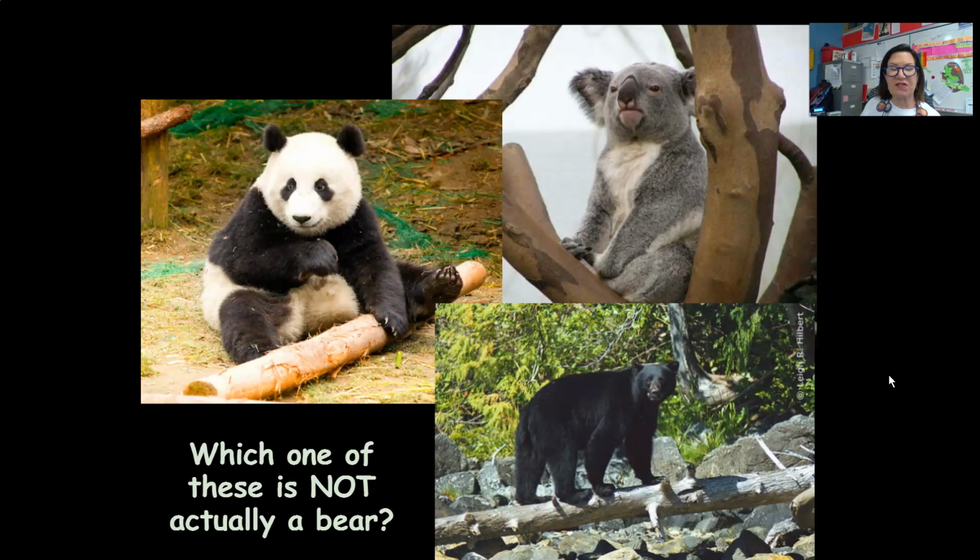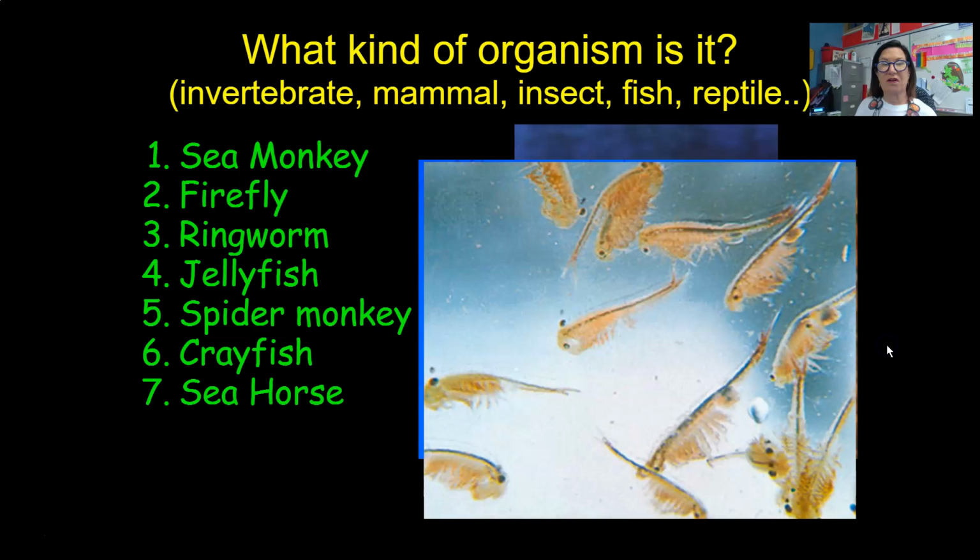So which one of these is not actually a bear? The panda, the koala, or the black bear? Which is not actually a bear? Okay, so what kind of organism is it? So invertebrate, mammal, insect, fish, or reptile? So here, what is this? Is it an invertebrate, mammal, insect, fish, or reptile?